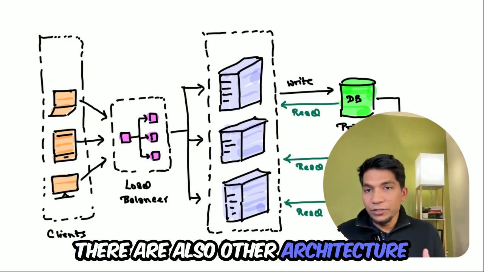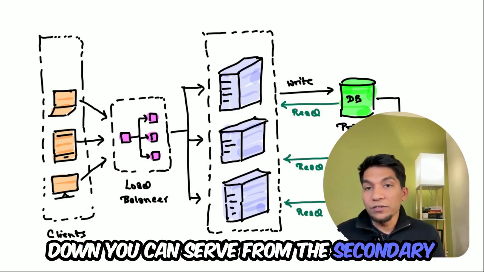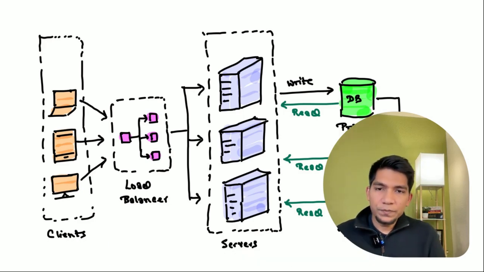There are also other architectures, like active-active, where even if the primary is down, you can serve from the secondary, another primary database.